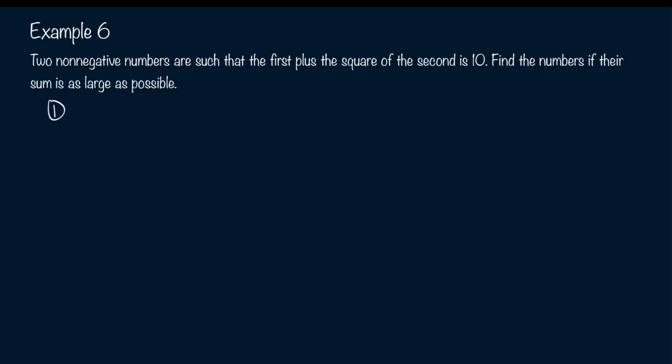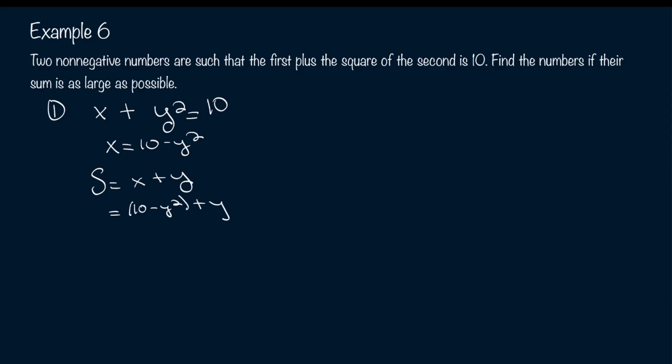So let's name some x and some y. Those are going to be our two non-negative numbers. So it says if we have x plus y squared, that is going to be equal to 10. So we can do x equals 10 minus y squared. That's going to be our constraint equation. Because we know our objective is to look for the sum, we're going to have a big S equal to just x plus y. Then we can plug our x in. That's going to be 10 minus y squared plus y.